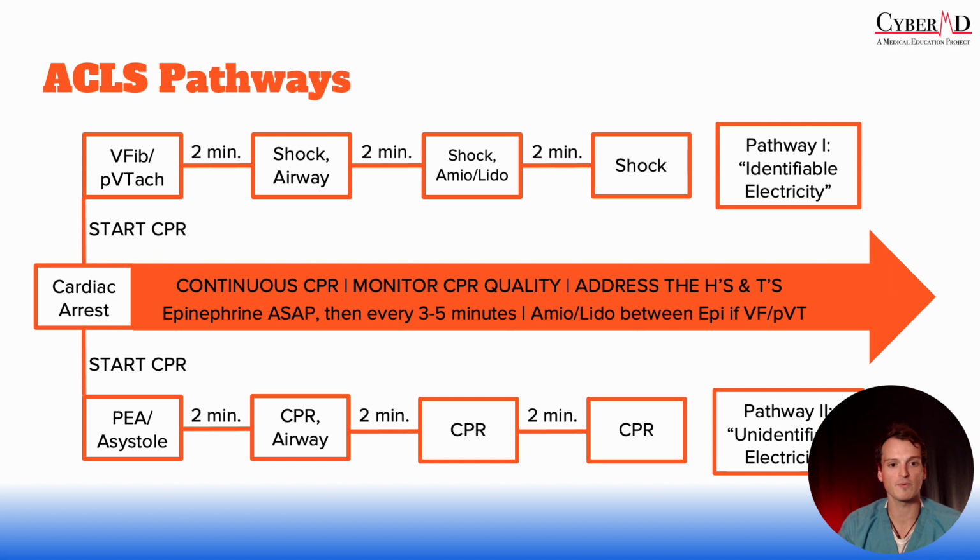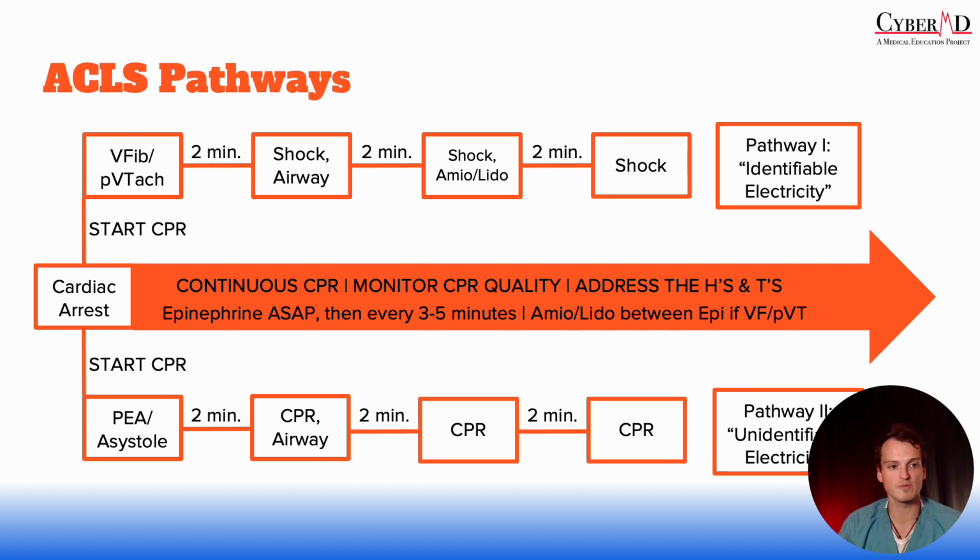And then pathway 2 below that, I call unidentifiable electricity, just because PEA is in there, pulseless electrical activity, and then asystole is no electrical activity, so it is also unidentifiable electricity to me. And that's why I call that pathway 2. That's why I refer to it that way.